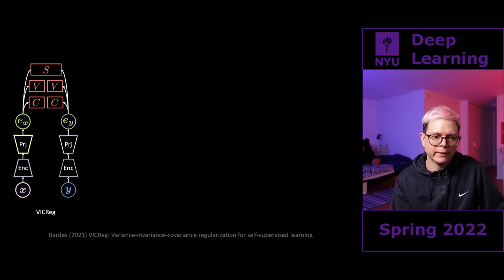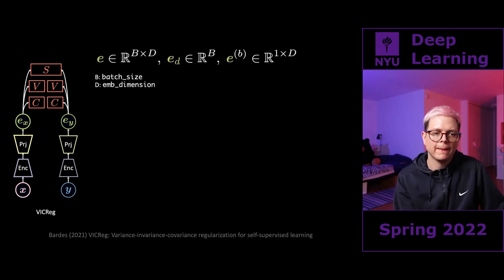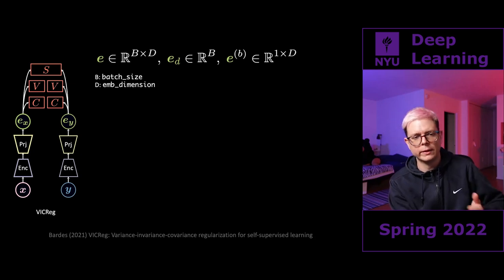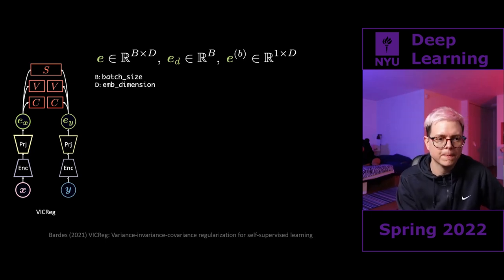So how does this VICReg work? First of all, we can talk about this E here. I'm going to call this E for embedding. We may prefer to use a different letter so that we don't get confused with the energy. So let's think for the moment about these letters and these terms, okay?